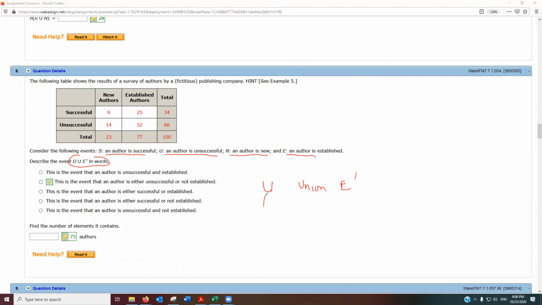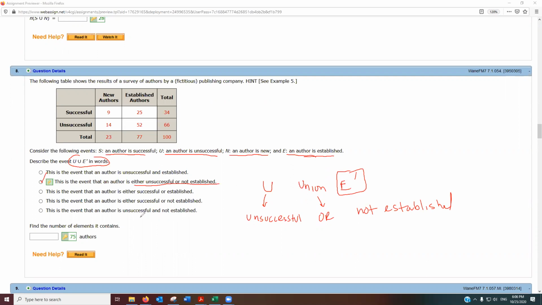Well, I know U means unsuccessful. Union is the word or. What about this E prime? Well, this is the complement of E. Right? Well, E is the author is established, so E prime would be non-established. So really this translates to unsuccessful or not established. So you could see this is the answer right there.